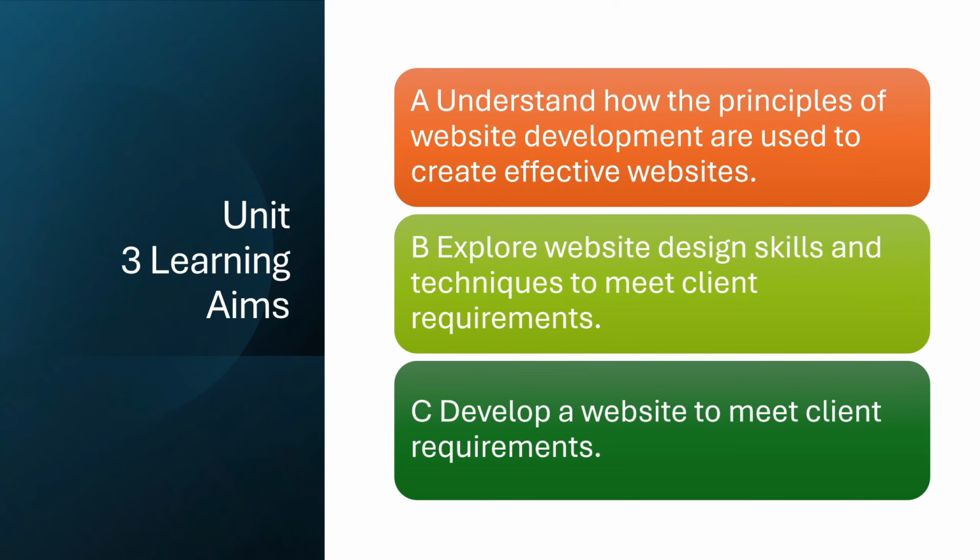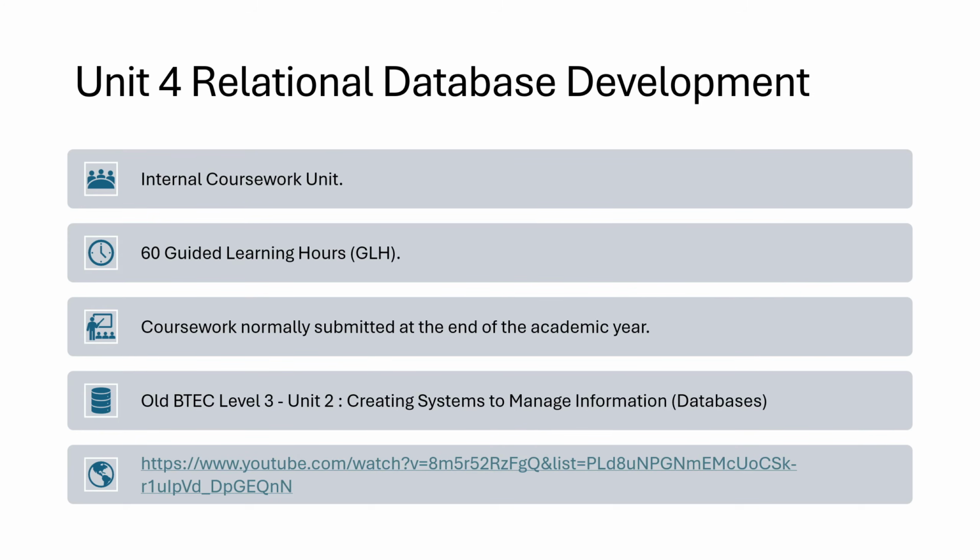Unit 3 has 3 learning aims, A, B, and C. Go ahead and have a quick read of that. Unit 4 is relational database development. So this is an internal unit again. It's 60 guided learning hours. Coursework is normally submitted at the end of the academic year again.